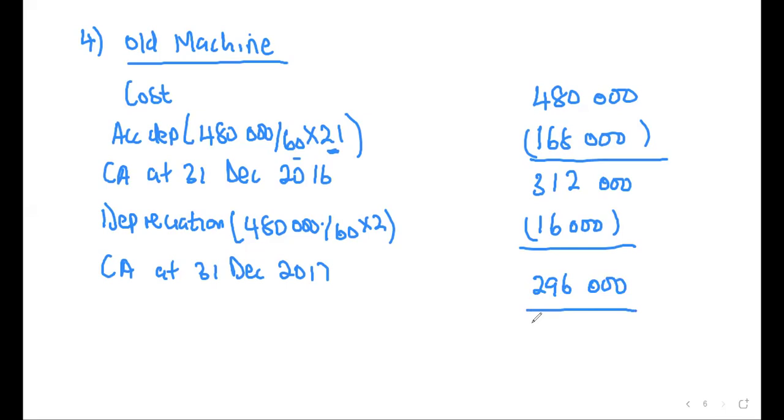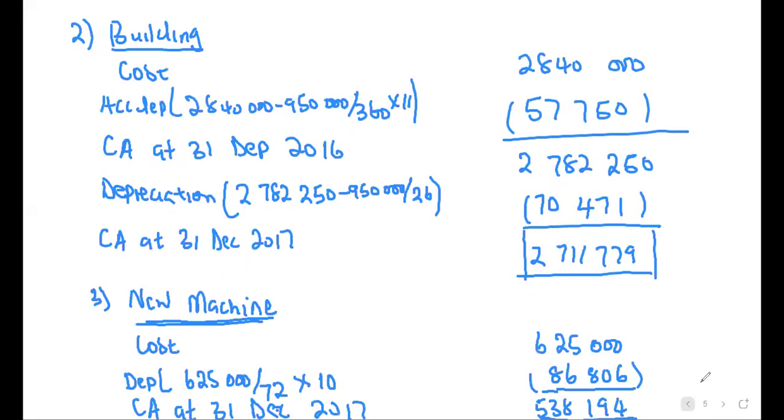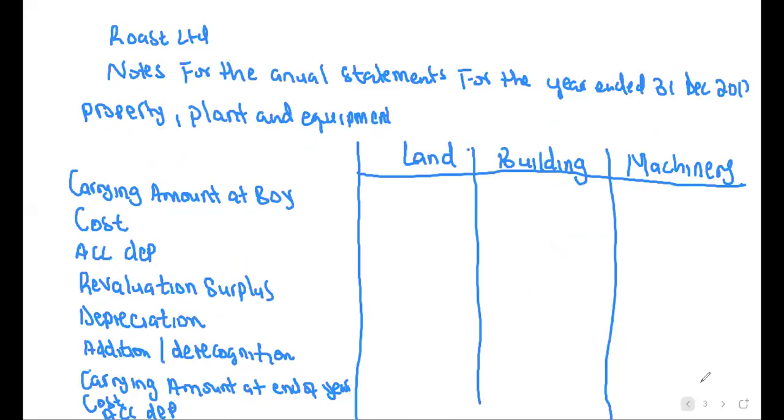Then we are done with our calculations. Then when you are done with your calculations, you just go back to your PPE and fill in. So we need the length. You can start with the length. The length cost was 1,960,000.